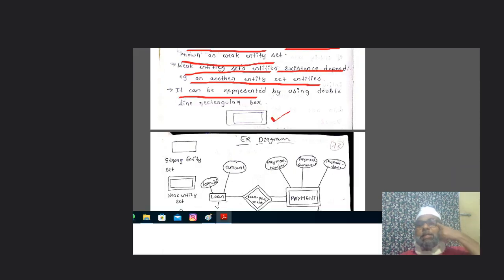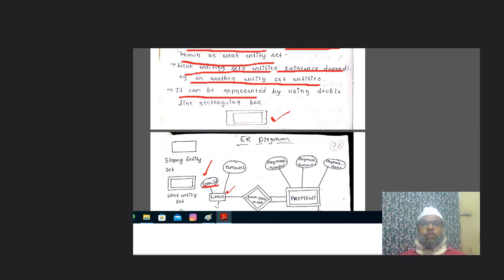Observe this ER diagram. In this diagram, the loan entity set's existence does not depend on any other entity set. So this is a strong entity set, and it has a primary key, that is, loan ID is the primary key.